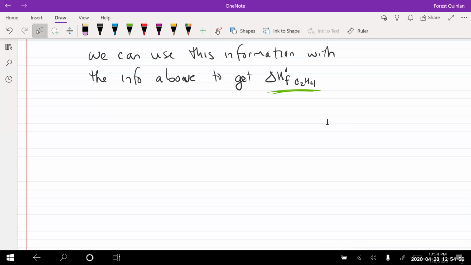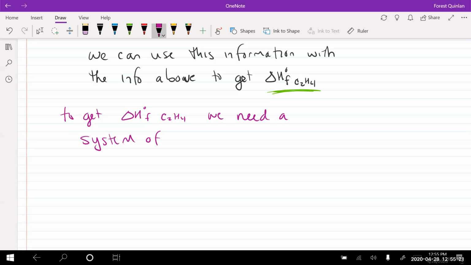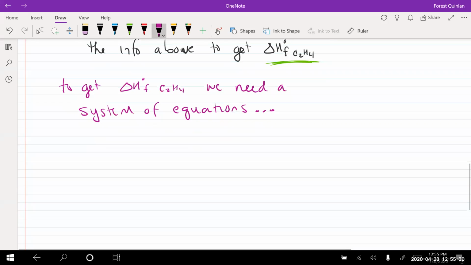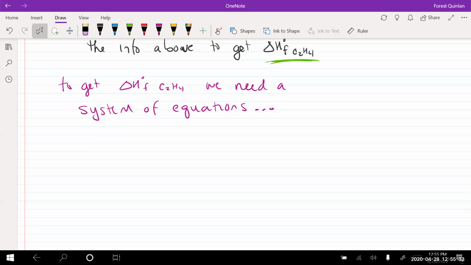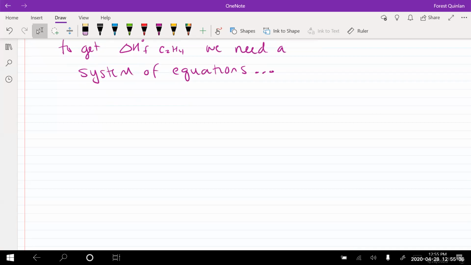Okay. So what do we need? We need some reactions. To get the delta H naught of formation of C2H4, and I should say that's a bad way of writing that, we need a system of equations. First, I want to know how we get C2H4 in the first place. How do we get ethylene in the first place?